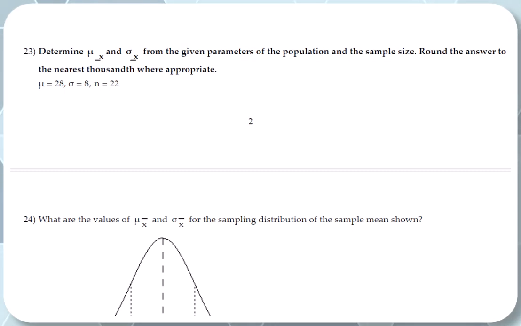So again, for this question, determine the mean of x bar and sigma of x bar for the given parameters. He gives you the mean, he gives you the standard deviation, he gives you the sample size. According to the central limit theorem, the mean of x bar is the same as the mean, so the mean will be 28. And the standard deviation of x bar will be the original standard deviation divided by square root of 22. So 8 divided by square root of 22, which is 1.71.